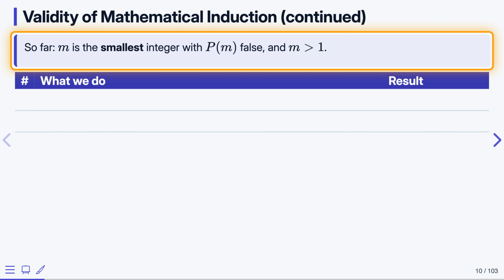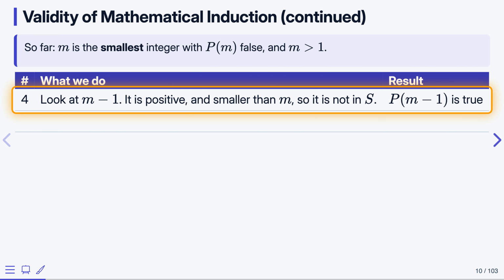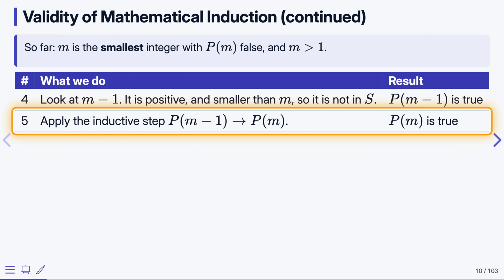So far, m is the smallest integer with P(m) false, and m is bigger than 1. Step 4. Look at the number m minus 1. It is positive, and it is smaller than m since m is the smallest bad number. m minus 1 is not bad, so P(m-1) is true. Step 5. Now use the inductive step. P(m-1) implies P(m), so P(m) is true.